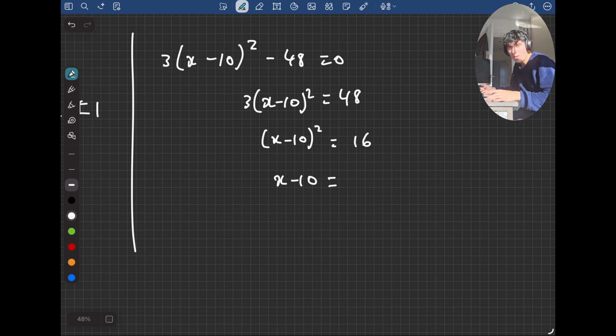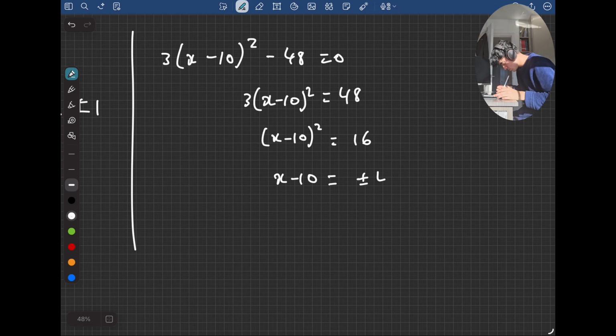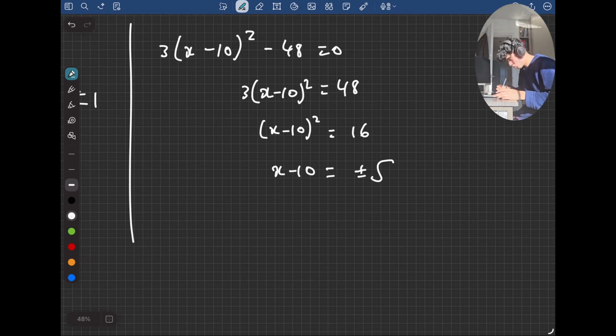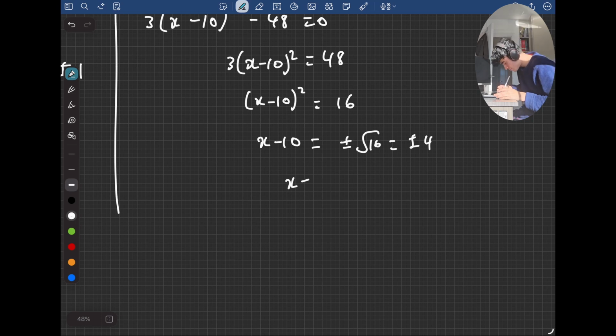Now I told you, when dealing with quadratics, when square rooting, you have to have the plus or minus on one of the sides. So let's do that. This is actually this, which is then plus or minus 4. Is equal to 10 plus or minus 4.